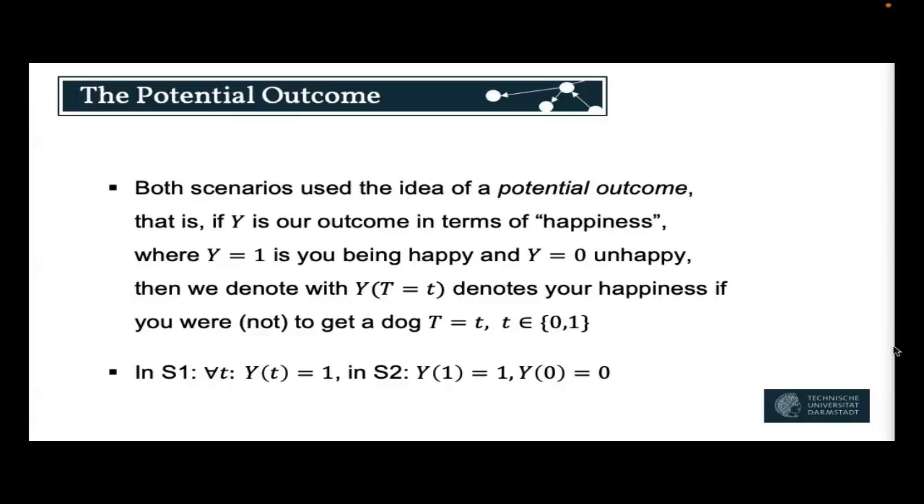And then in scenario 2, you see that only when we get the dog, so when t is equal to 1, then we are happy, right? So it adapts actually with the treatment. So our potential outcome of happiness is dependent on the treatment, on the dog.